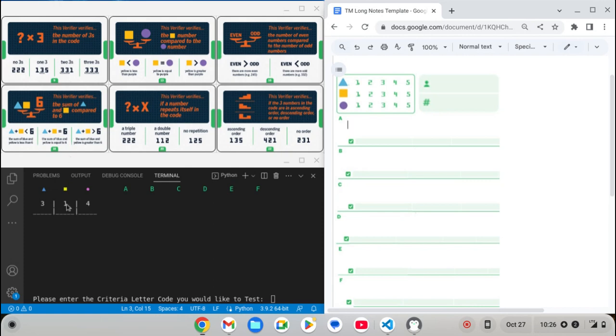And we're going to start off with an initial proposal of 314. So I think the first thing I'd like to test is I'd like to find out a little bit about the ratio of even to odds. So let's go ahead and test criteria card C.